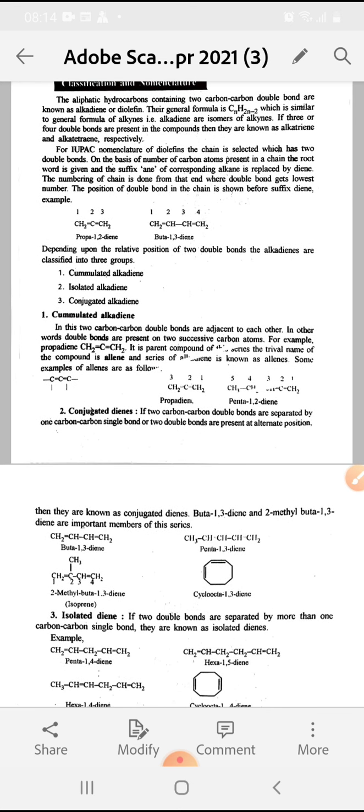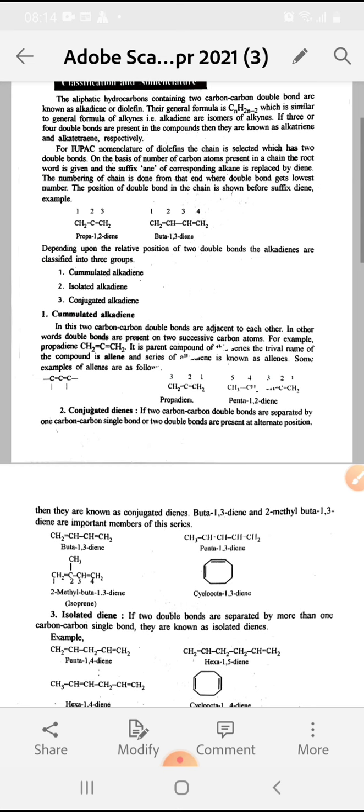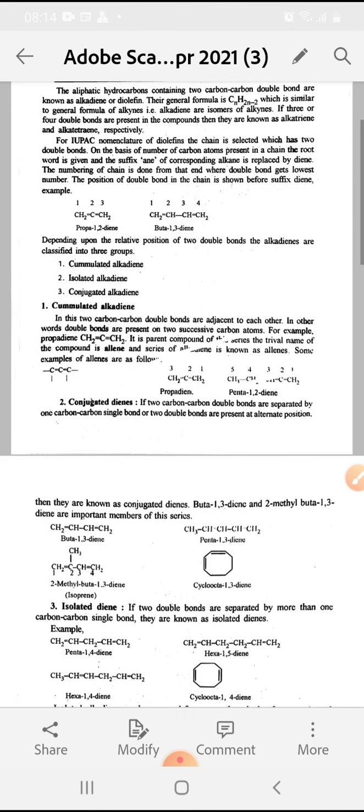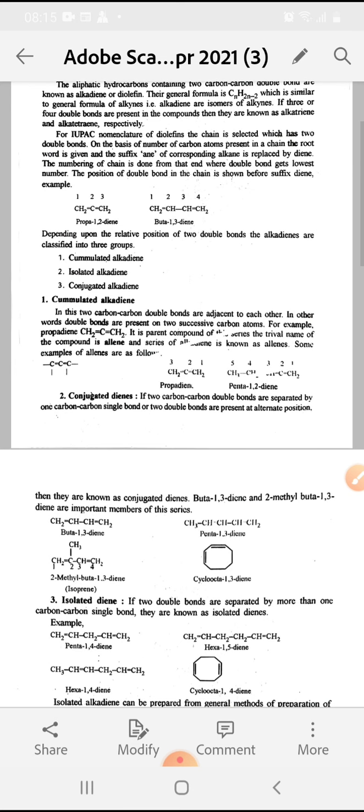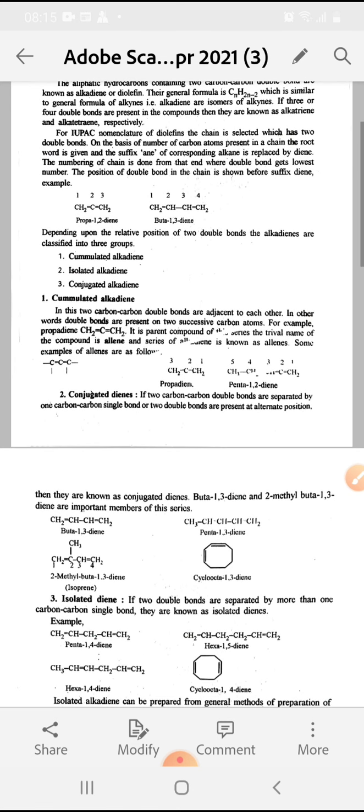Their general formula is CnH2n-2, which is similar to the general formula of alkynes, that is, alkadienes are isomers of alkynes. If 3 or 4 double bonds are present in the compounds, then they are known as alkatrienes and alkatetraenes respectively. For IUPAC nomenclature of diolefines, the chain is selected which has 2 double bonds.